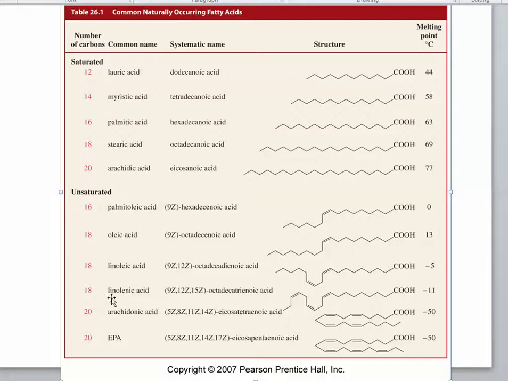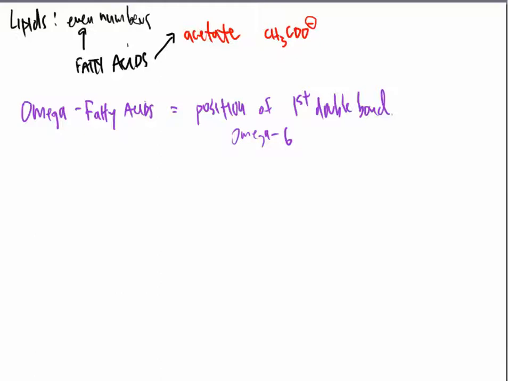If I look at linolenic acid, this is 1, 2, and 3. So that would be an omega 3 fatty acid. If I look at arachidonic acid, well, 1, 2, 3, 4, 5, and 6. So that is an omega 6 fatty acid as well. So that is this term that we use called omega. It's used to determine or to describe the position of the very first double bond of an unsaturated fatty acid.